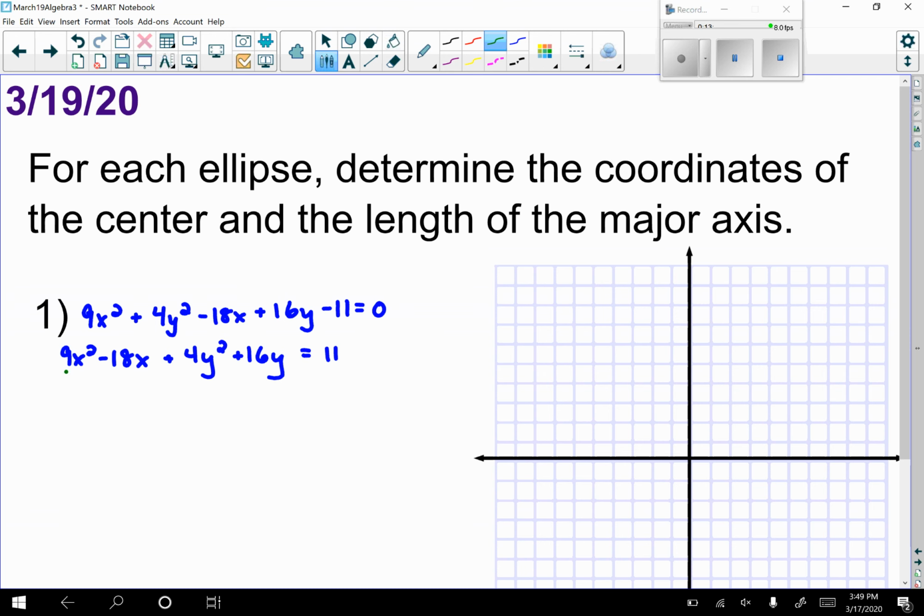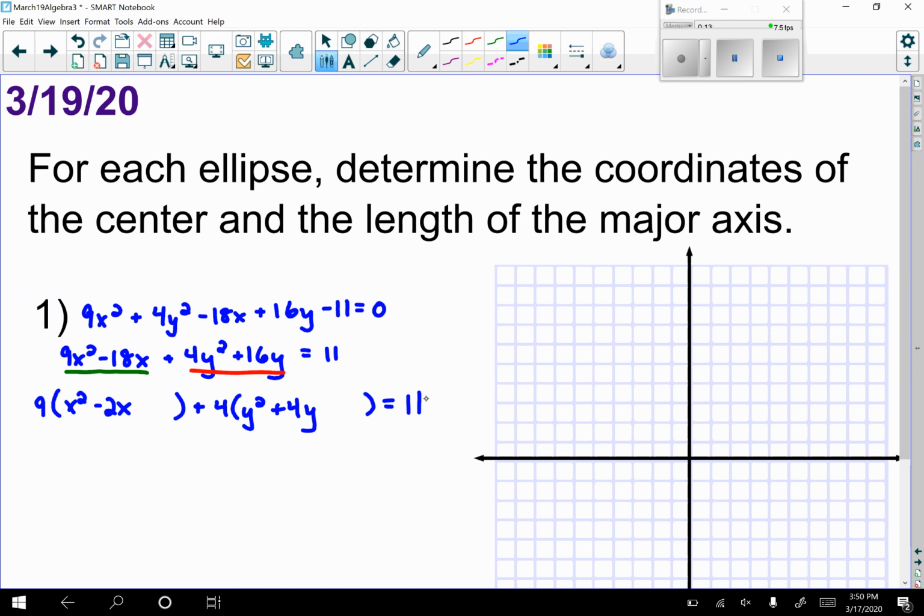Next, I'm going to look at these two, not the x's, just the number. They have a 9 in common, so I'm going to factor out a 9. We're going to have x squared minus 2x. Next, I'm going to leave a space. Then I'm going to do the same thing here, just the numbers. I want to factor out what they have in common. Keep the plus sign. I'm going to factor out a 4. Then I'm going to have y squared plus 4y and leave a little bit of space.